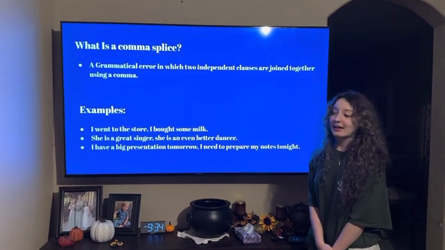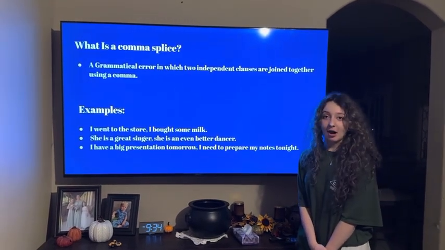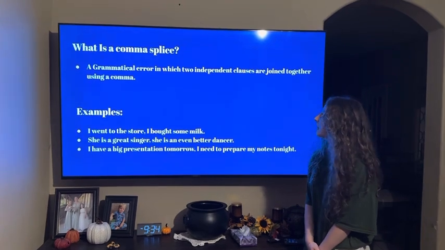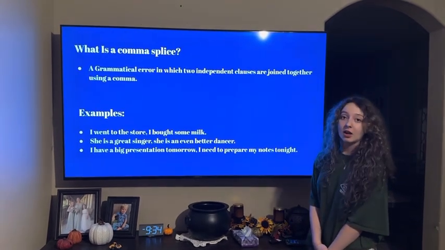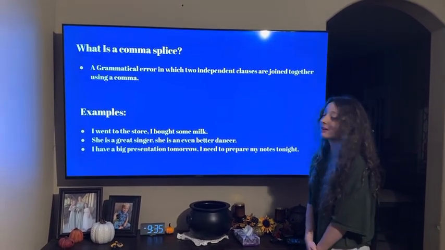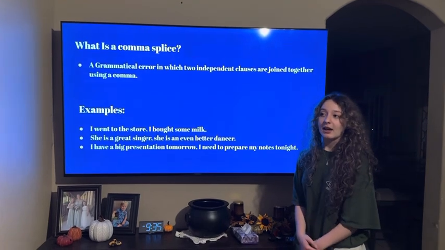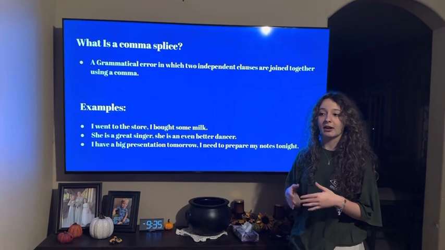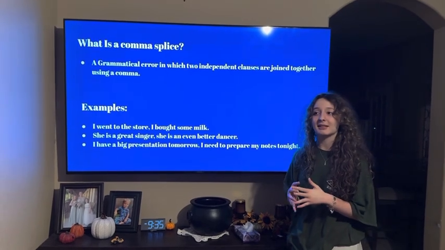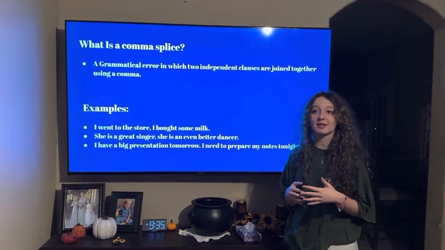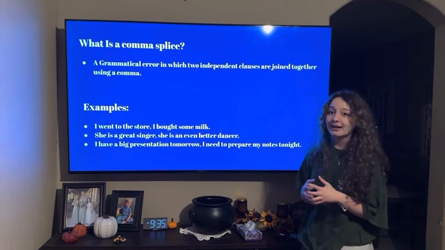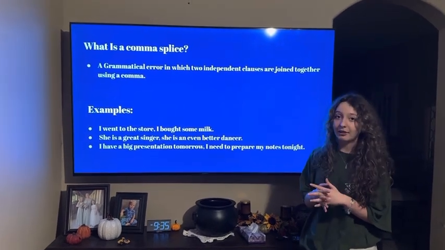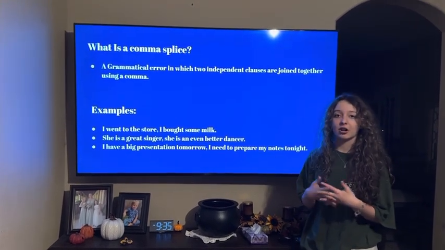What is a comma splice? A comma splice is a very common grammatical error in which two independent clauses are joined together using a comma and a comma alone. This is grammatically incorrect, as an independent clause is a clause that's able to stand alone by itself. It's able to form its own complete sentence as it can fully express a thought. And when you try to connect two or more of these clauses together, a comma is not strong enough to connect them.